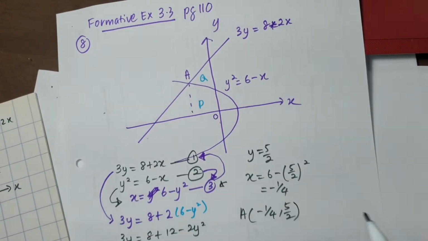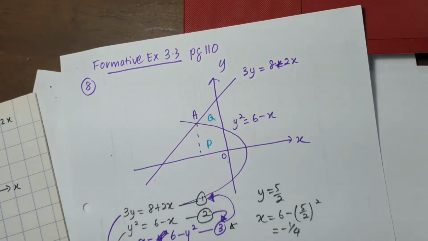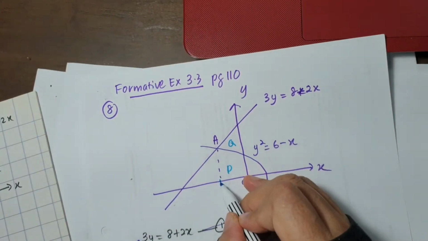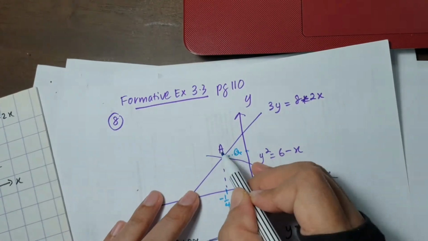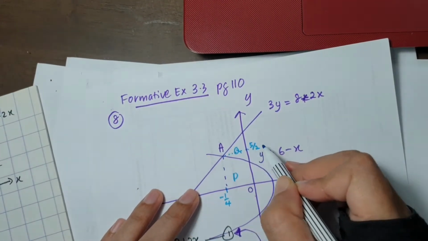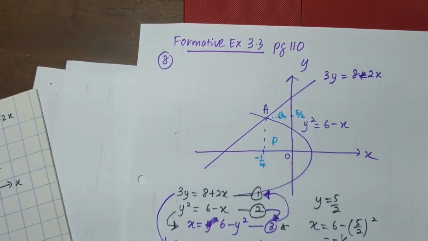Done. So now you can mark on the graph. Here is negative 1/4 and here is 5/2. Okay, next, B.